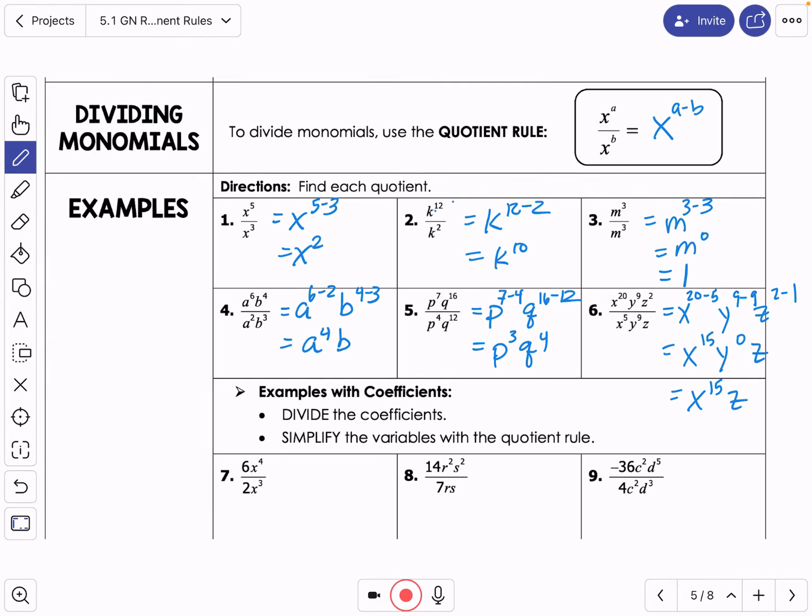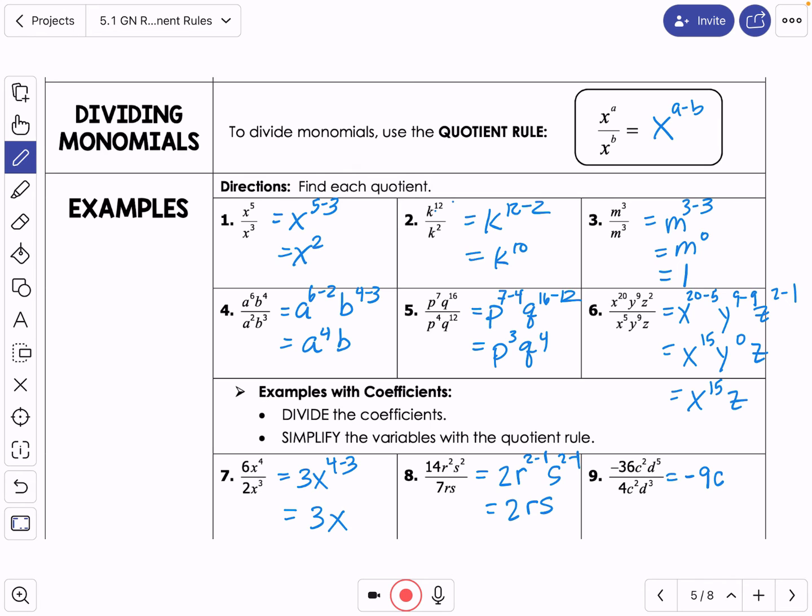So our first example, we have 6x to the 4th divided by 2x raised to the 3rd. 6 divided by 2 is 3, times x raised to the 4 minus 3, or 3x. Second example, 14 divided by 7 is 2, times r raised to the 2 minus 1, times s raised to the 2 minus 1, which is 2rs. And finally, we're going to have minus 36 divided by 4 is minus 9.